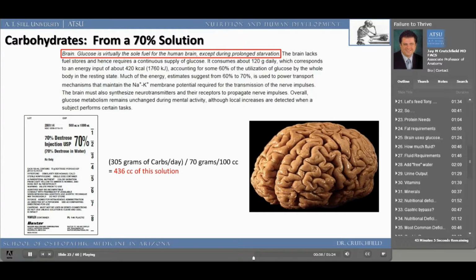But back to Tony. Glucose is the virtual sole fuel for the human brain. Tony needs 305 grams of carbs every day, and the pharmacist is going to take this 70 grams per 100 cc solution, and he's going to give Tony 436 cc's of this solution. And he's going to mix it all into a big bag, and we're going to add vitamins and minerals, and we're going to feed Tony in the vein.